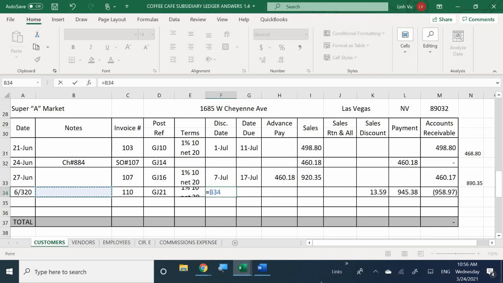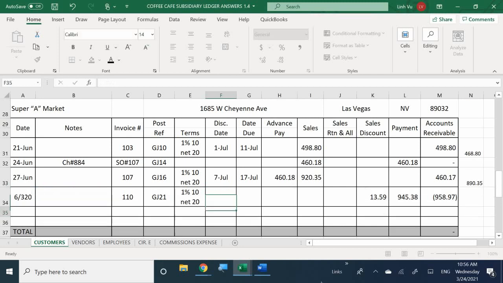Oh, that's why my date's not right. I have to fix my date. So 6/30. There you go. Now I can apply my 10 days. So what did you say? July 10? Good. When is the actual bill due? That's right. Yes, the 20th.